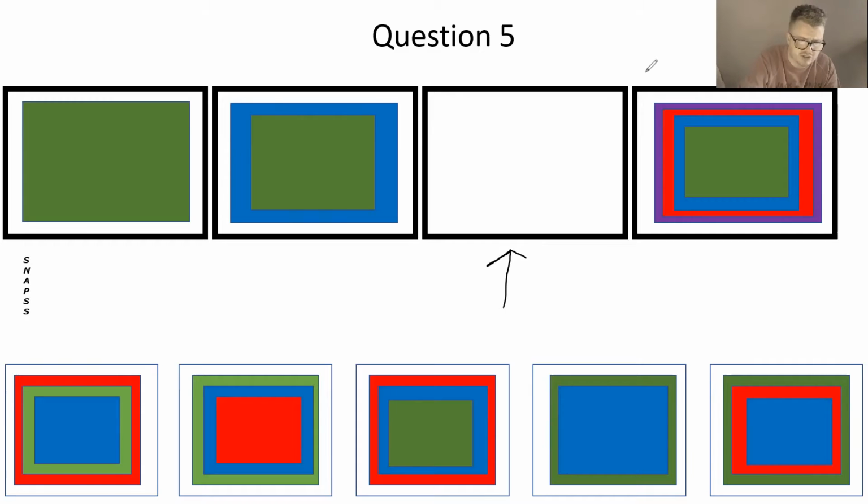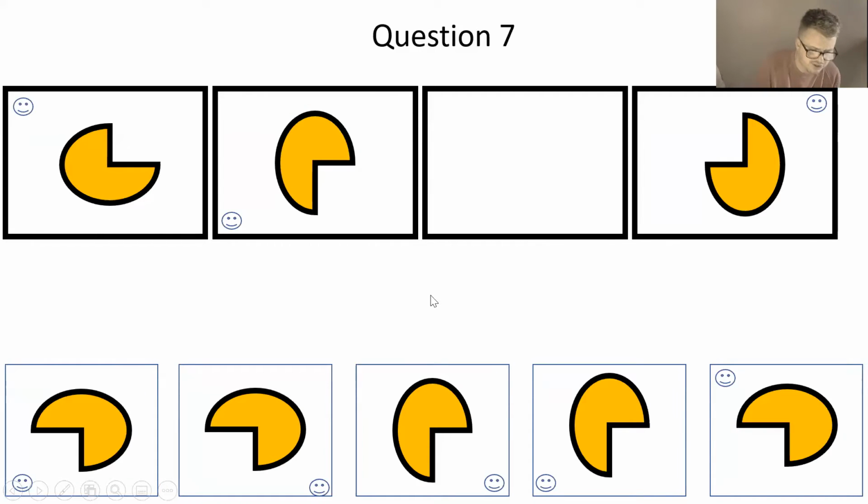Let's move on to the next question. Okay, so we've got another question here. Once again, you need to figure out what goes into that space. We've got all those boxes at the bottom. One of those boxes is going to belong in that space. Can you figure out which one? And once again, remember, if you need the technique, we use something called snaps. Can you remember what snaps is all about? Okay, so we're going to leave it there.